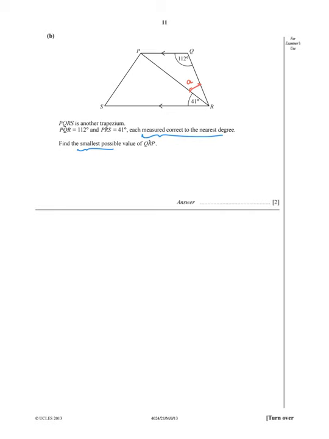With the help of alternate angles, because the lines are parallel, if this angle is 41, then this one will be 41 as well. So that angle is 41. Now you have a triangle PQR. We know that the sum of angles is 180, so 41 plus 112 plus A equals 180. If I make A the subject, it will be 180 minus (41 plus 112).